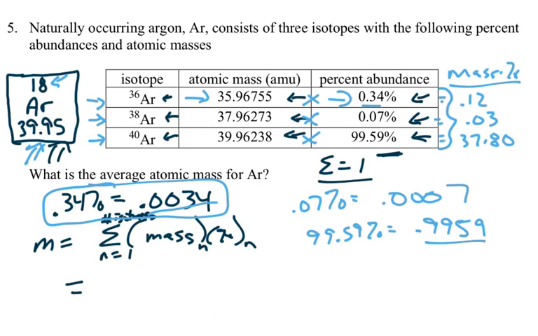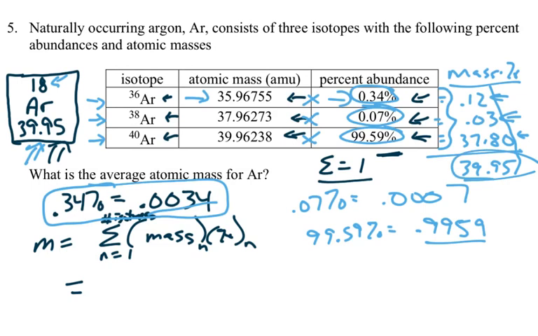Keep your sig figs. This one has 2, so this has 2. This one has 1, so this has 1. This has 4, so this has 4. When we add them up, we go to the hundredths place, because adding has different rules than multiplying. So for sig figs, we're going to go out 2 places past the decimal. All you do is add all those up, you get 39.95.